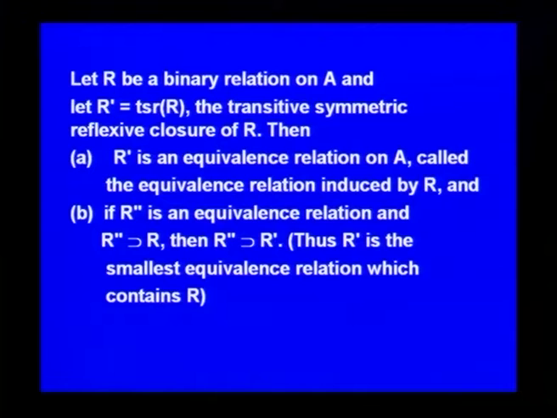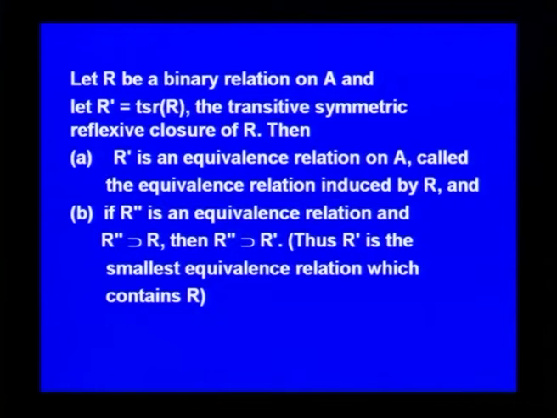Let R be a binary relation on a set A and take first the reflexive, then the symmetric, then the transitive closure of R, then the resulting relation is an equivalence relation. R dash is the transitive symmetric reflexive closure of R, then R dash is an equivalence relation on A called the equivalence relation induced by R, and if R2 dash is an equivalence relation and if R2 dash contains R, then R2 dash contains R dash. Thus, R dash is the smallest equivalence relation which contains R.